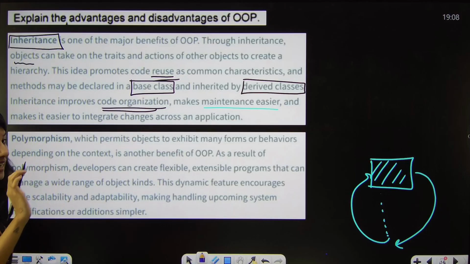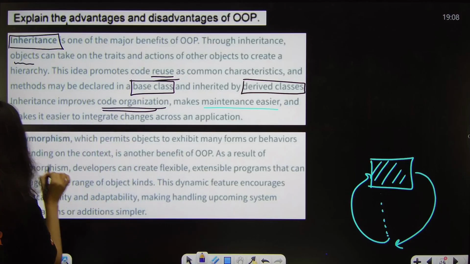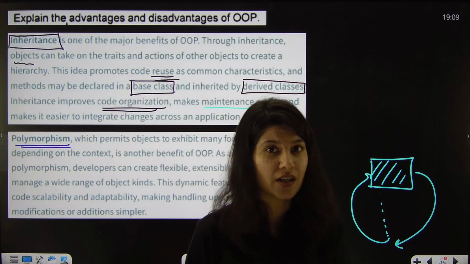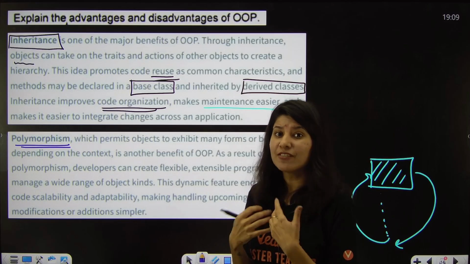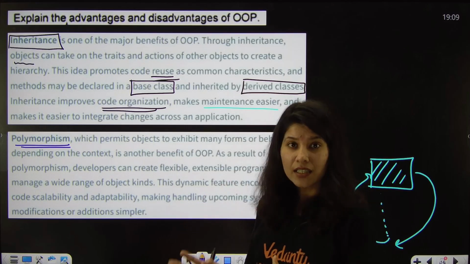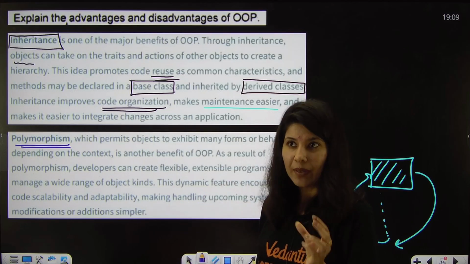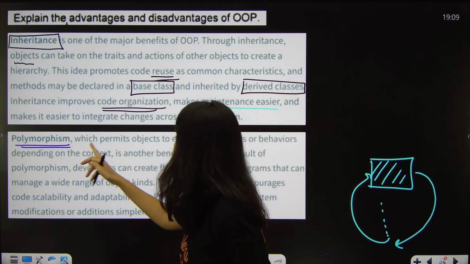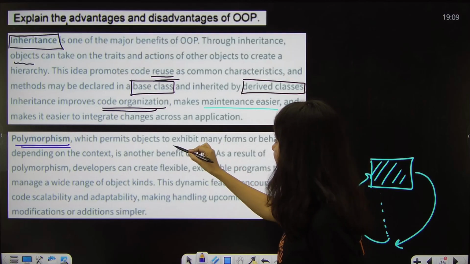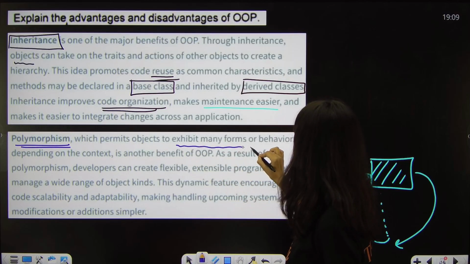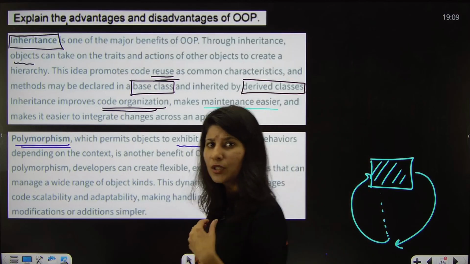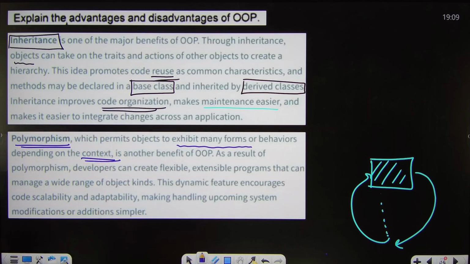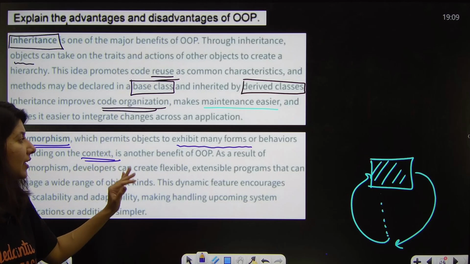So first is inheritance, which is a major advantage. Now what is polymorphism? Poly means many, morph means form. So basically created once, one name and many forms. Polymorphism enables objects to exhibit many forms or behaviors depending upon the context. Okay, so this is another benefit of object oriented programming.